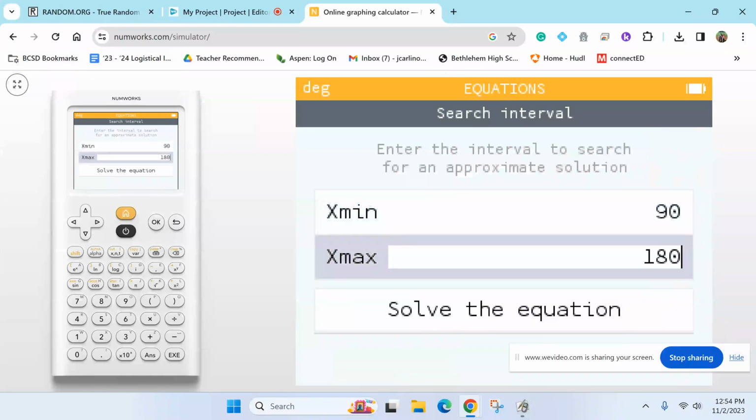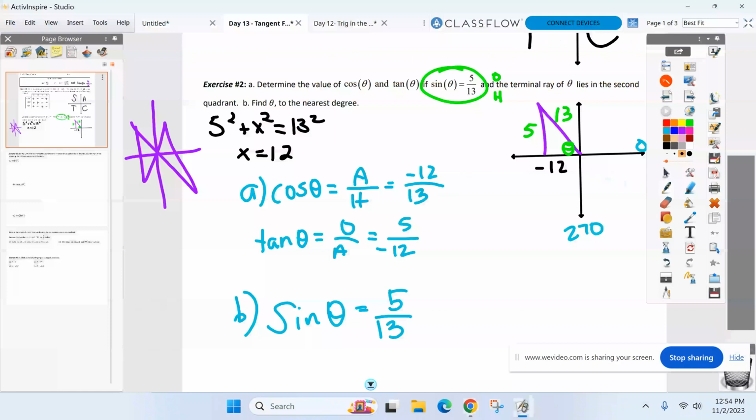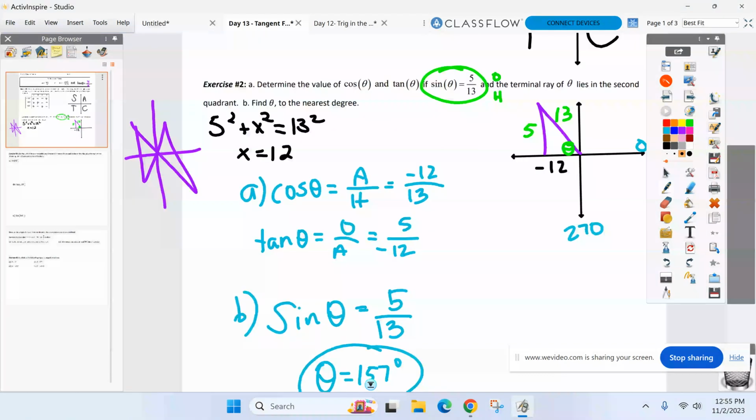90 to 180. Let's solve this beast. And 150, what is it? Degree or tenth of a degree? Degree. All right, so theta equals 157 degrees. Right, that's where I need you to be in the class right now, being able to do a problem like this. That's not on the unit circle.